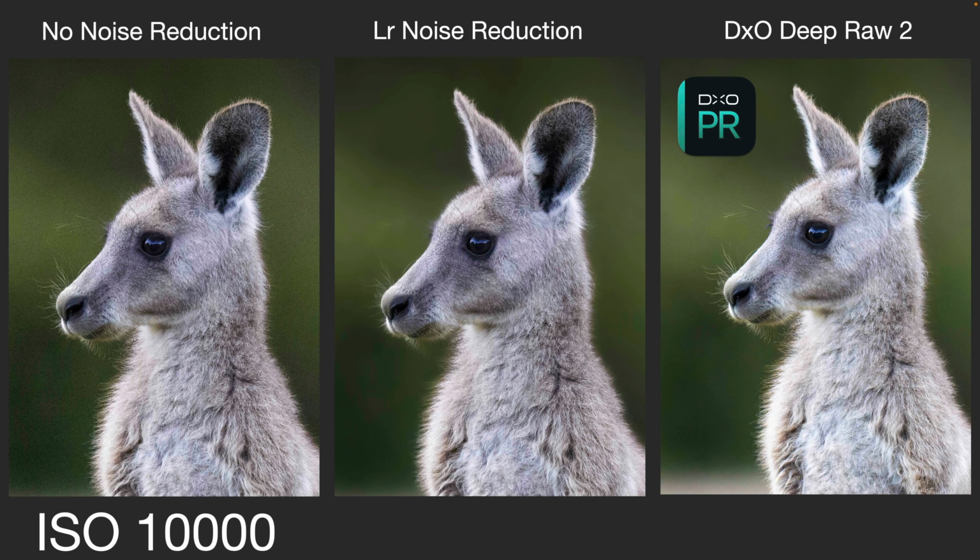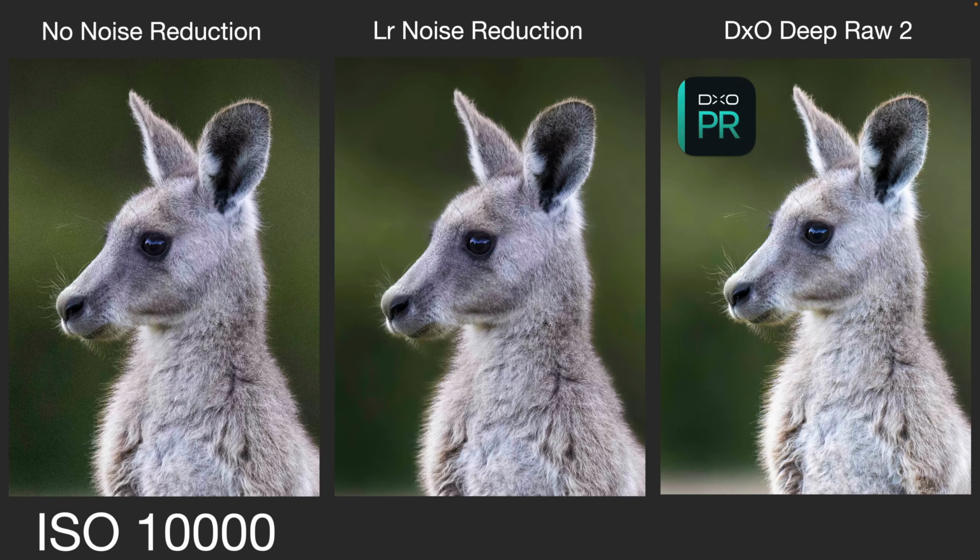Now, there is better solutions, however, to doing the noise reduction in Lightroom. Now, on the left here, you can see this picture of this young kangaroo with no noise reduction. This was an image captured with the Alpha 7 IV at ISO 10,000. Now, if we take a look at the workflow that I just outlined using Lightroom, we can see that example in the middle. Now, if we go over to DxO Deep Raw 2, this is a processed raw file that we've done in DxO Deep Raw, and you can see the fine detail at the edges of the kangaroo, especially around the nose there. We do have a better outcome.